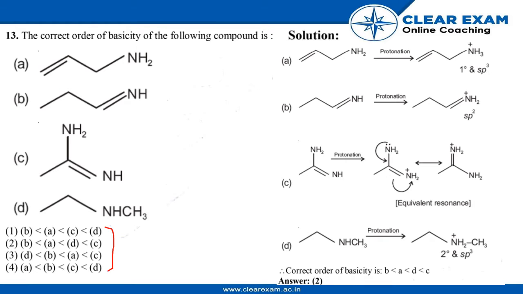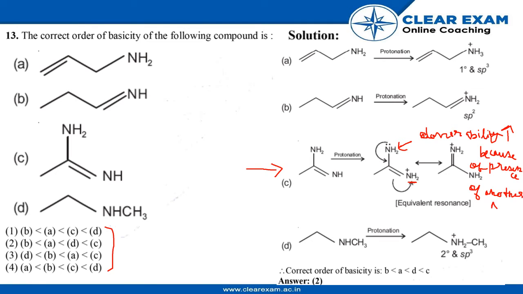Now first of all, the accommodation of negative charge on N double bond by another NH2 group intensifies the donor ability of N. So in the C case, as there is a negative charge on N due to the other NH2 group present, the donor ability of the N here increases because of the presence of another NH2 group. Hence C is the most basic.